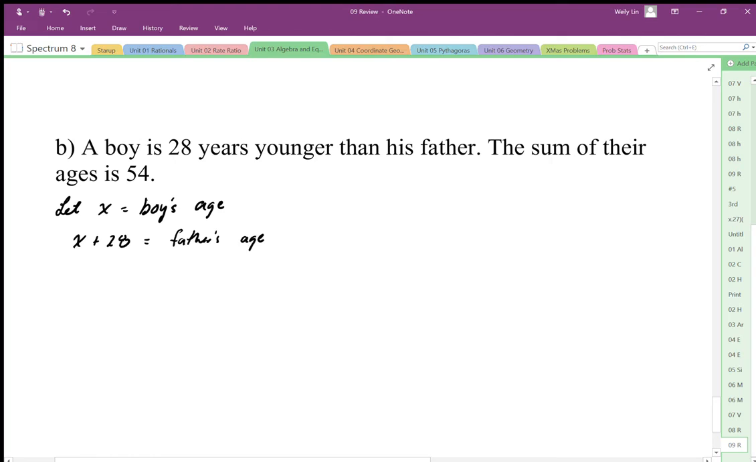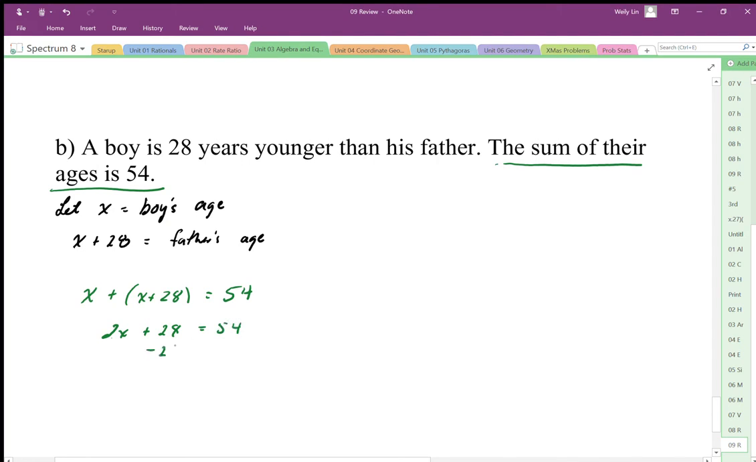Once we've done that, we're going to come up with our equation. Our equation is the sum of their ages is 54. So we're going to do x plus x plus 28, so the boy's age plus the father's age equals 54. Once we have the equation, we can solve that equation fairly easily.